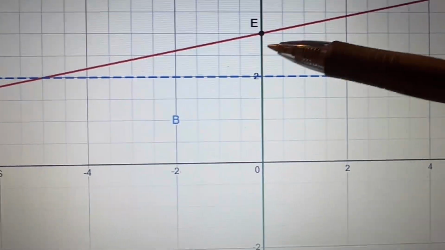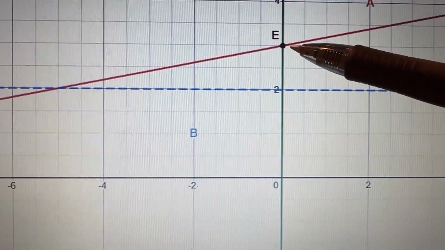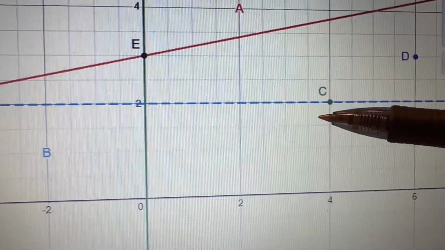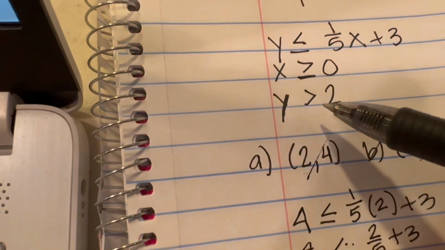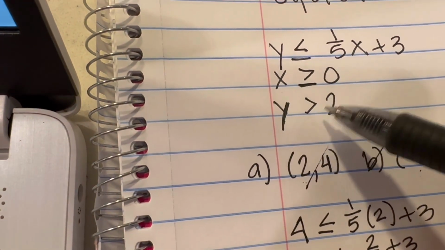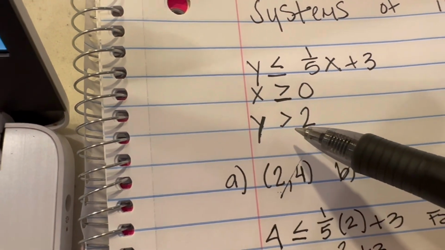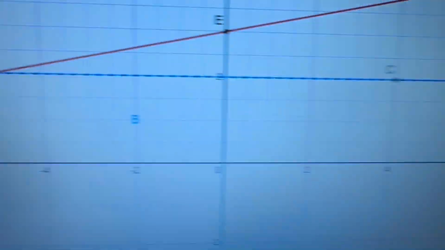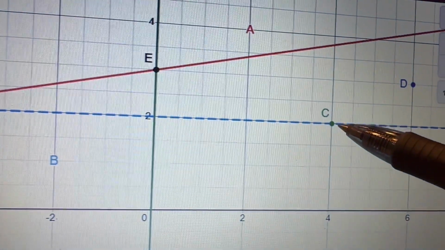Okay, which points are above the blue line? Is E above the blue line? Yes. Is C above the blue line? No, it is on it. This doesn't say on it. This does not say equal. This says above. Greater. Not equal or greater. It says greater. Is C greater than the blue line? It's not. It's on it.